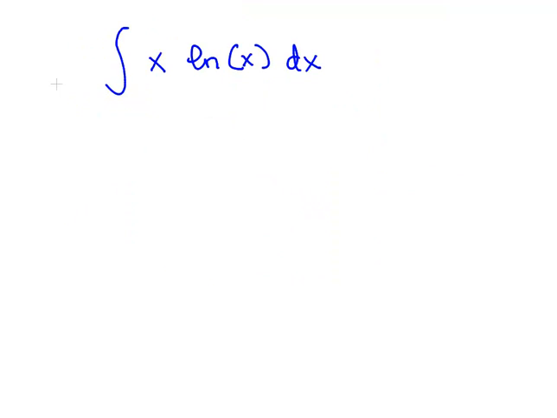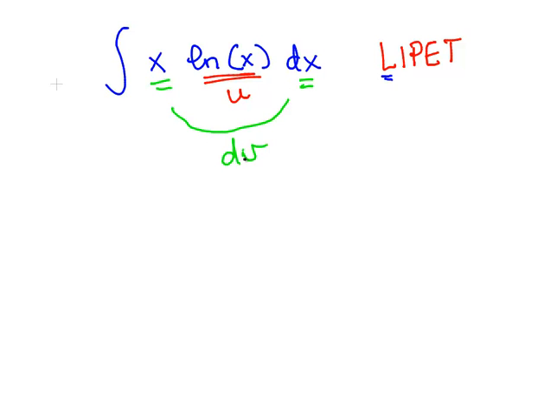So we'll do one more. x times log of x dx. Now this is the LIPET rule again, and this time the polynomial term is second in precedence. So this is the logarithm. This component here is going to be u, and the rest of it, x times dx, that's going to be dv for us. Okay, so u is equal to log of x.